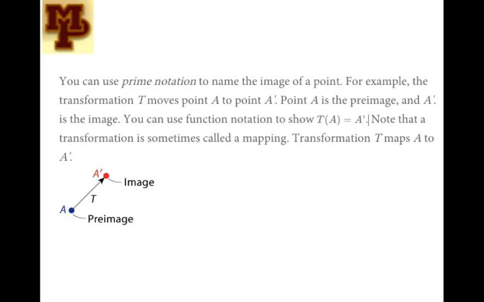We use certain notation. We use just the regular letter for the pre-image, and once we perform the transformation, the new point usually gets a prime. So A prime would be the new location, from A to A prime. A transformation is sometimes also considered a mapping, because you're mapping one point to another location.